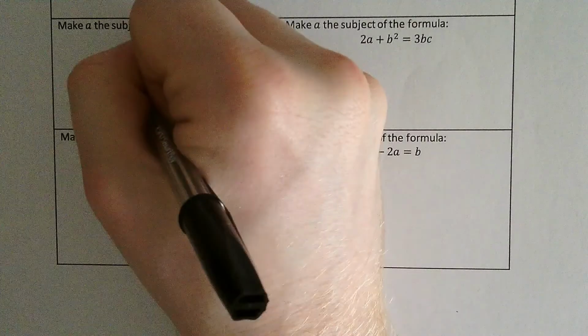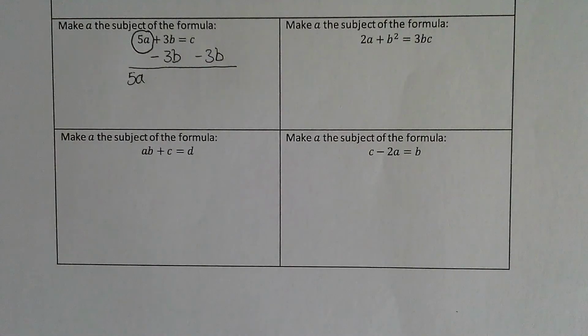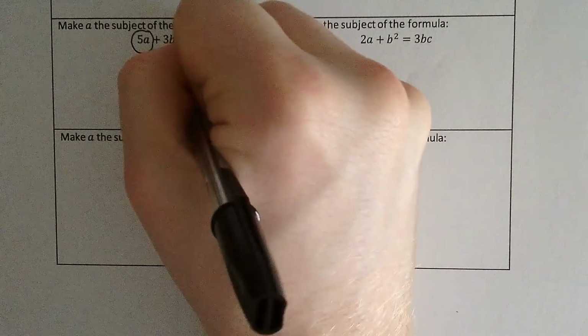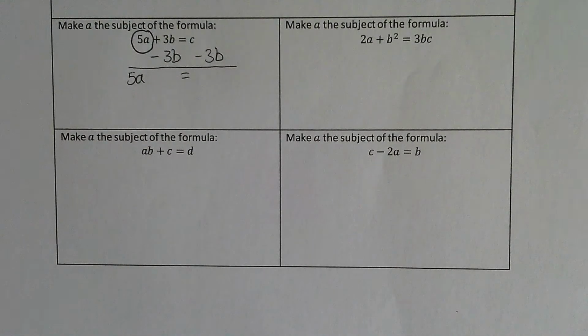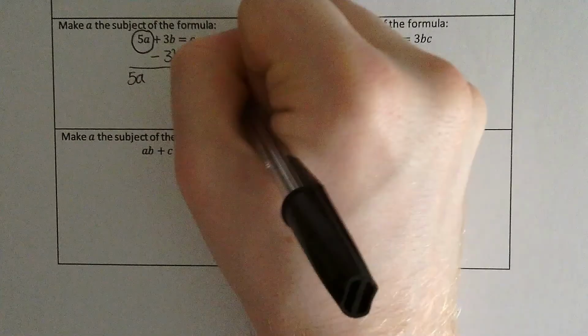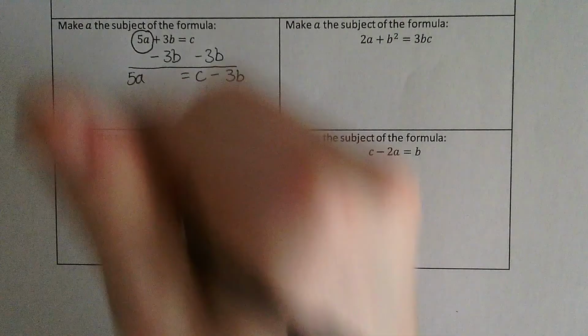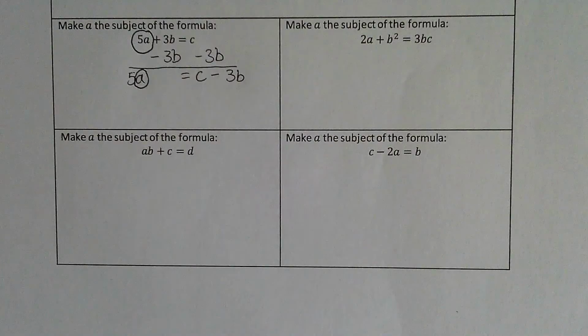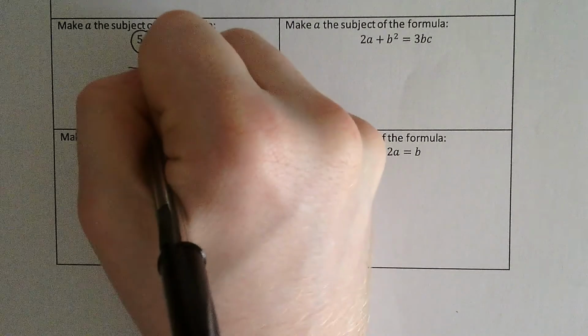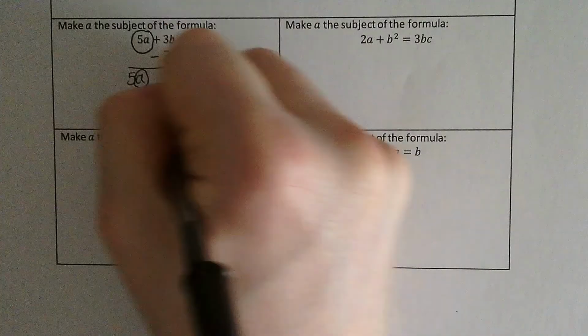5A will drop down, plus 3B take away 3B will cancel each other out, the equal sign will drop down, and again, because C and 3B are not like terms, we just write them one after another because they do not simplify. We have not finished in this question yet because we have not isolated A by itself. So now we need to focus on isolating the variable. This means we need to get rid of the multiply by 5. So we're going to divide both sides of the formula by 5.